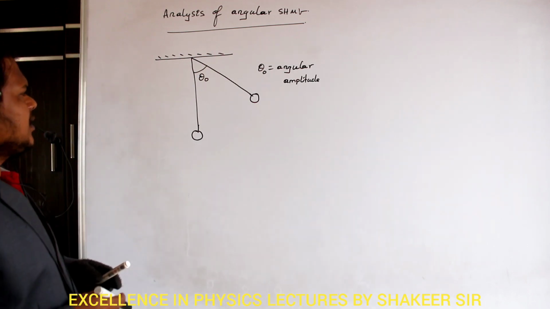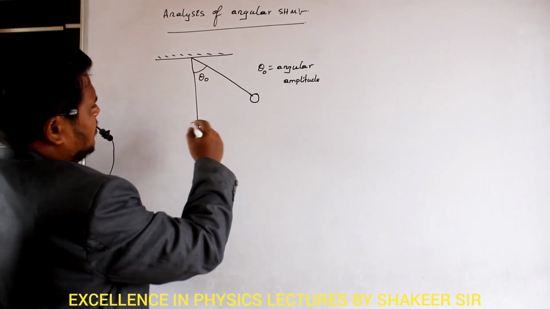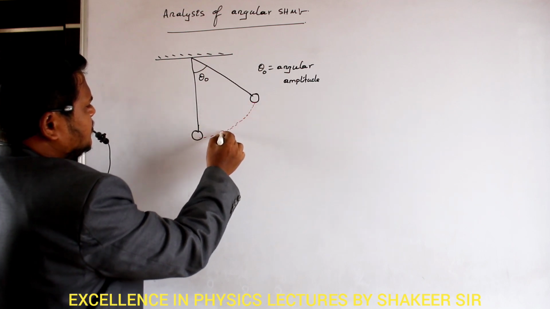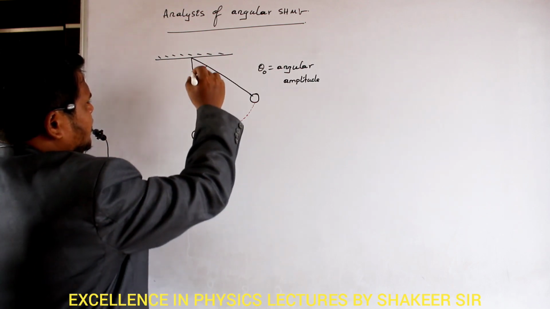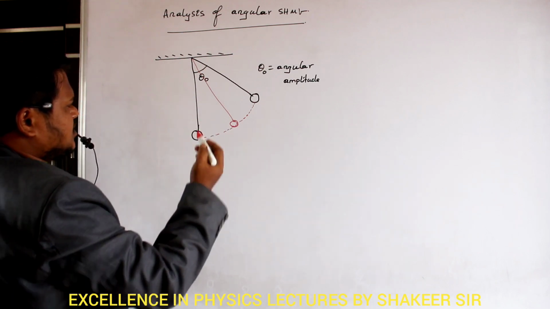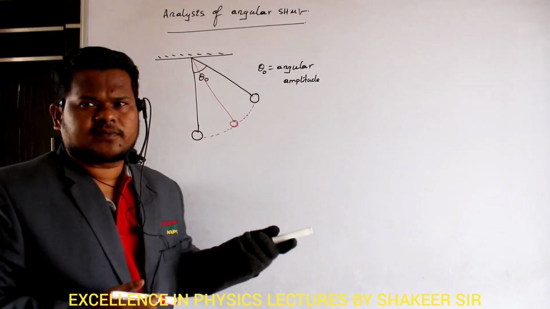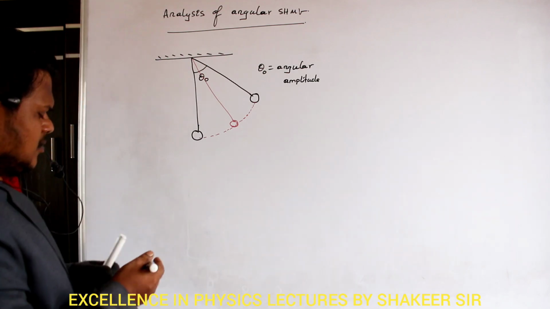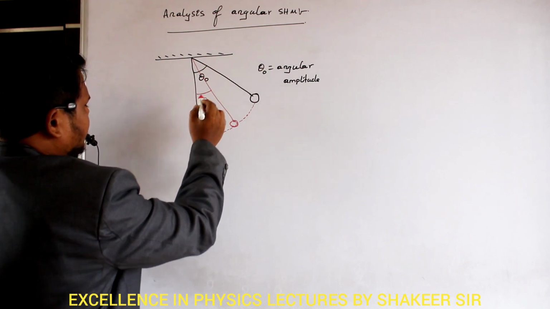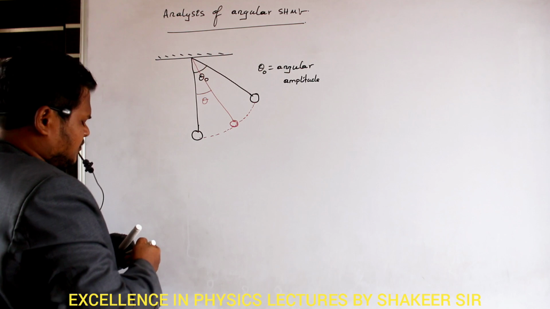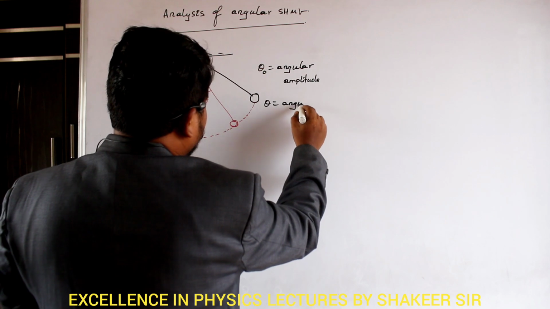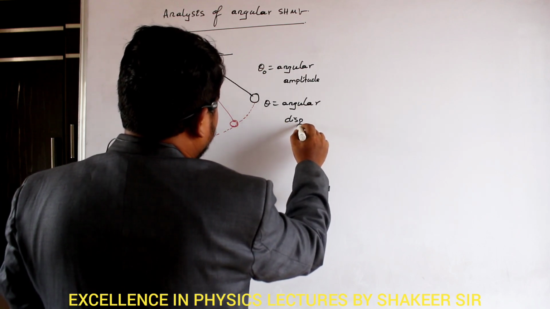Now if I release this bob from here, what will happen after some time? It will start moving towards the mean position. After some time, this bob will reach somewhere up to here. This is the new position of the bob, and it is traveling with a particular velocity, a particular angular velocity also. The angle which it is making with respect to the vertical is theta. So theta naught is the angular amplitude, and theta is called the angular displacement of the particle.